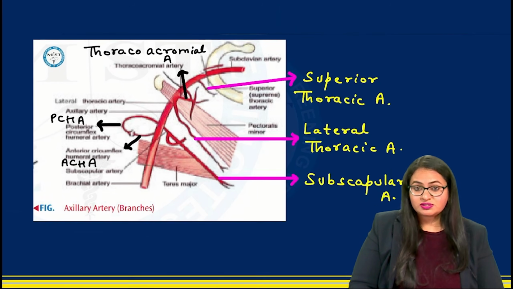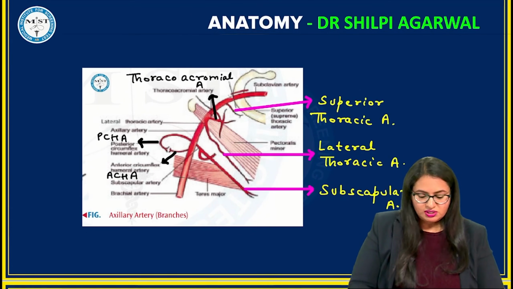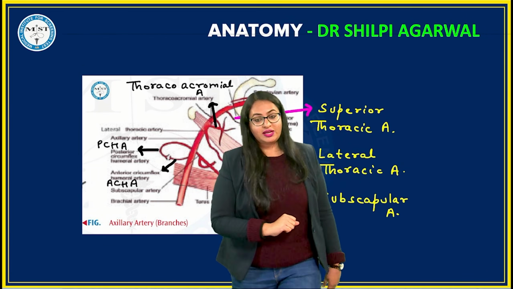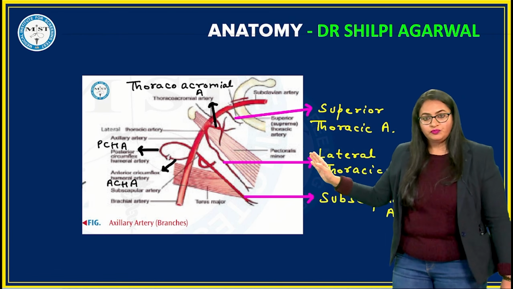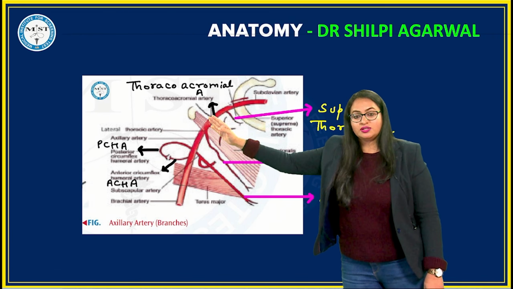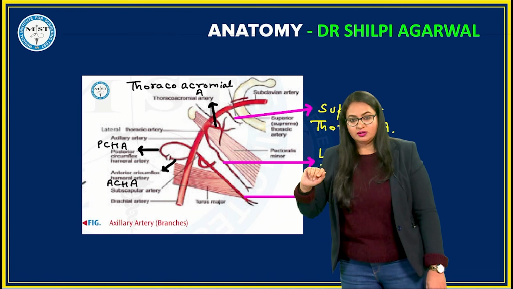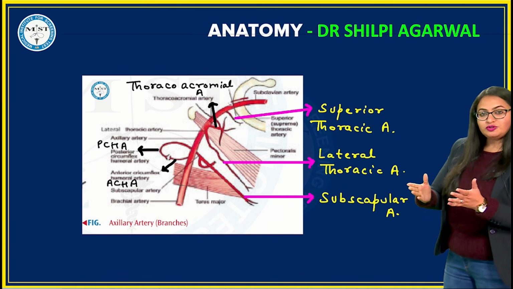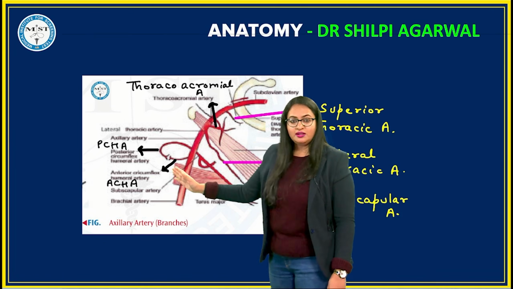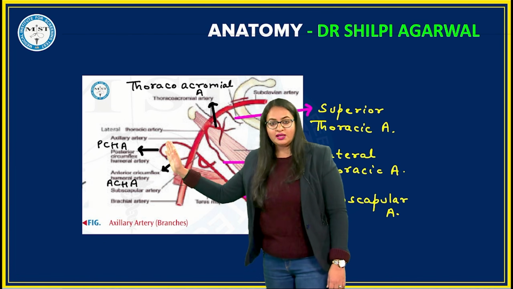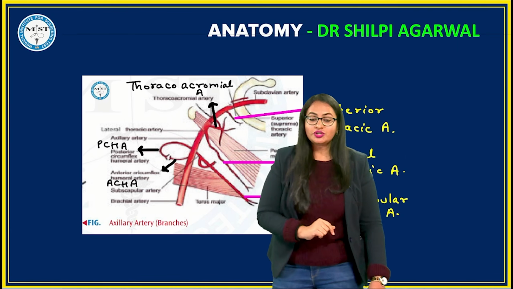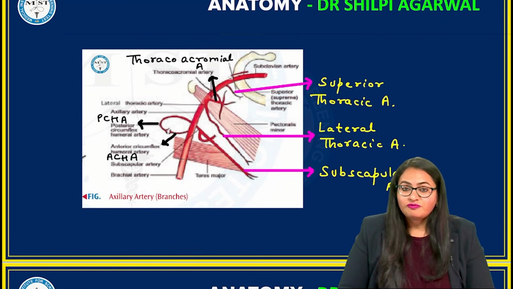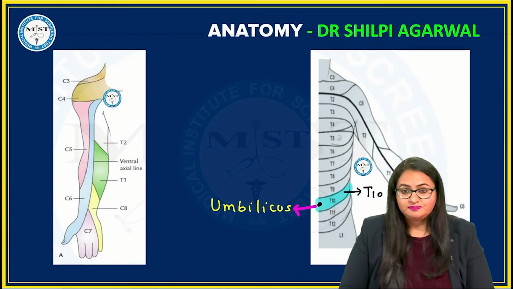Then how will you identify the rest of the branches? The second part gives two branches. We have already identified the lateral thoracic, which is this one, so the other branch is the thoracoacromial artery. The third part gives the subscapular artery, and the remaining two branches go to the lateral side. This one is the anterior circumflex humeral artery, and the other one is the posterior circumflex humeral artery. These are the branches of the axillary artery, very important to identify.